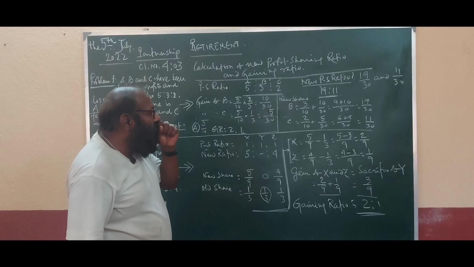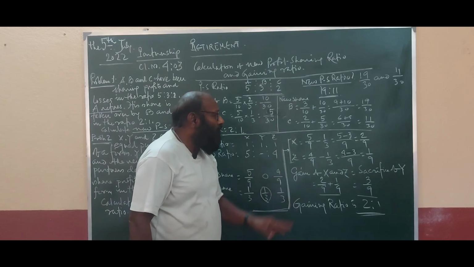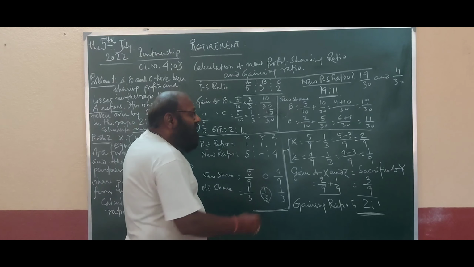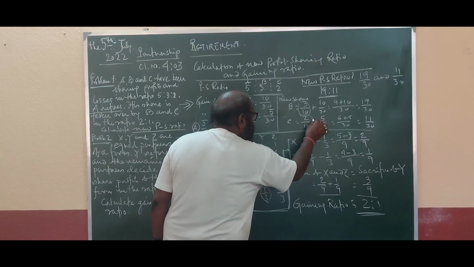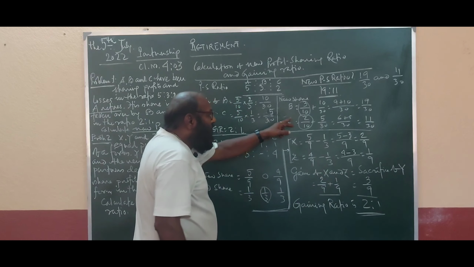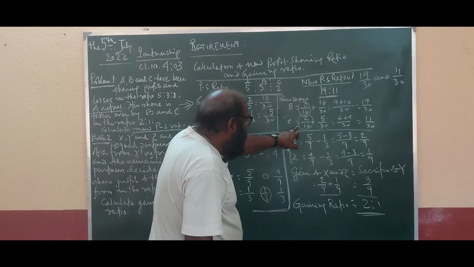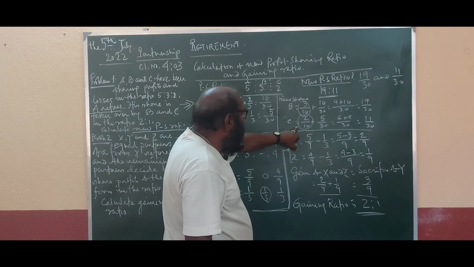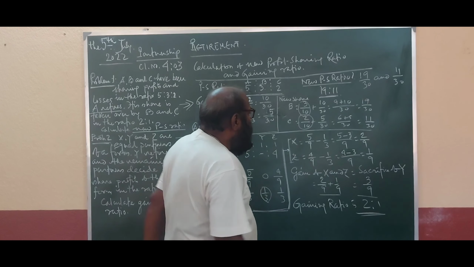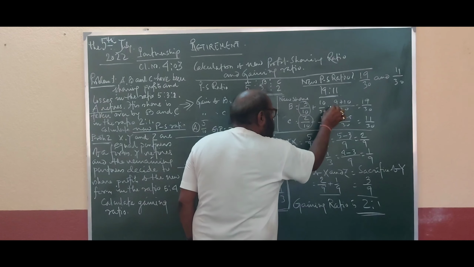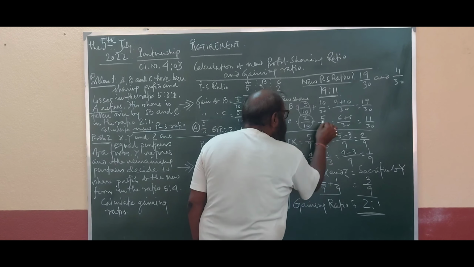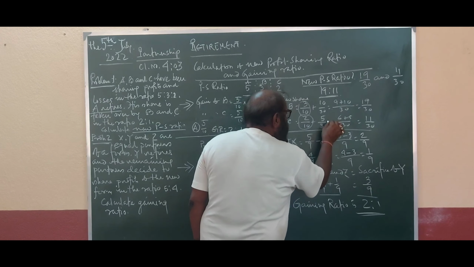Now see, what would be the new share? The existing share of B is 3/10. Existing share of C is 2/10. Clear? So it is 3/10 of B and 2/10 of C. That was the old share. Now B is gaining 10/30, and C is gaining 5/30.